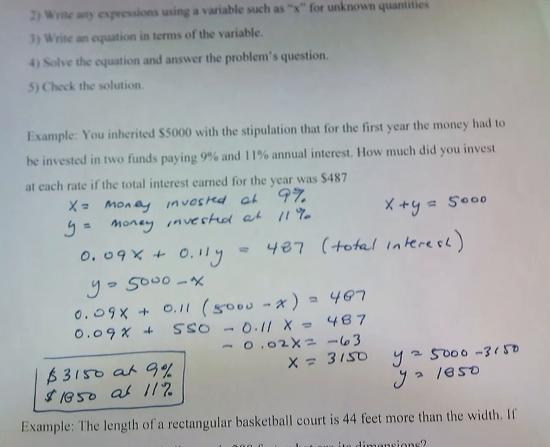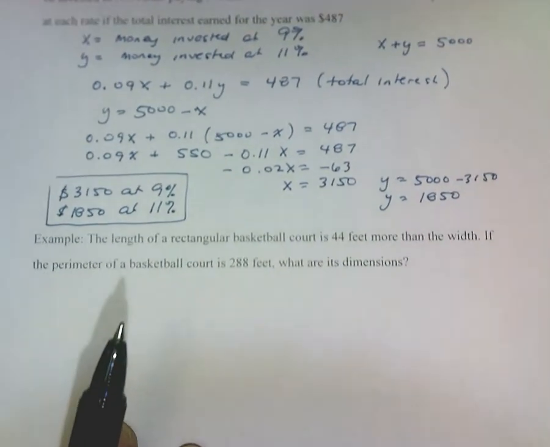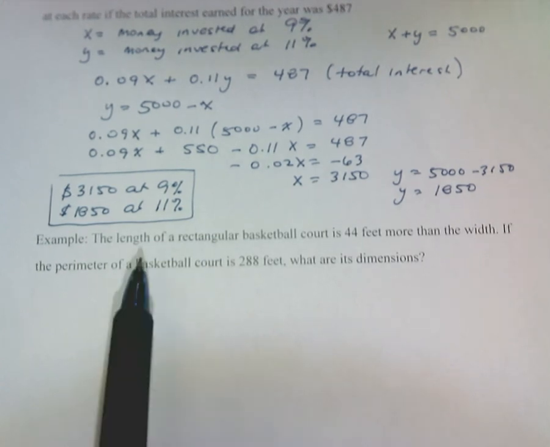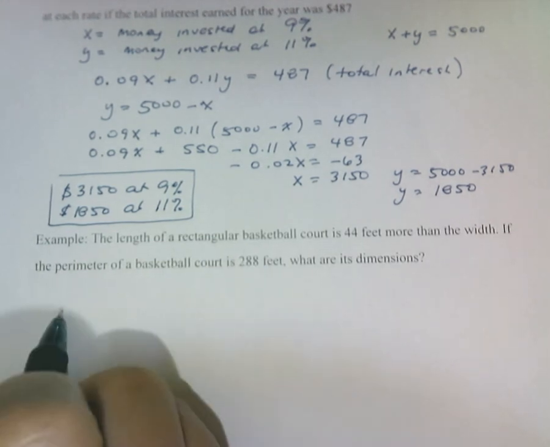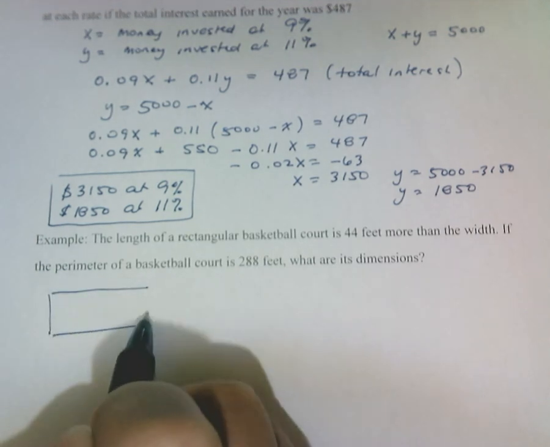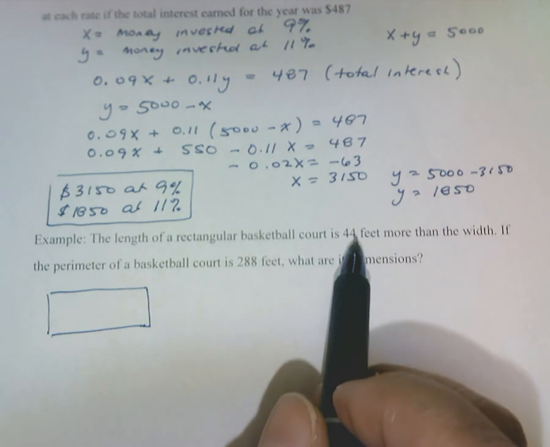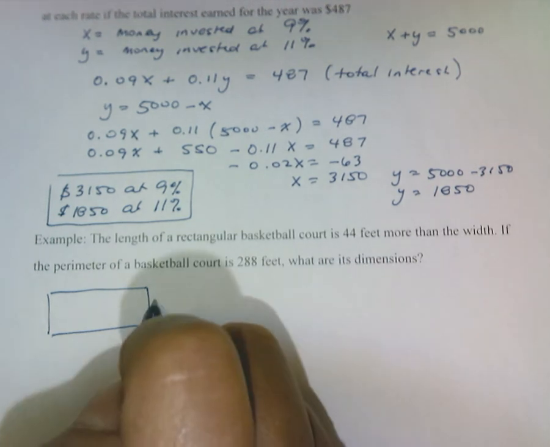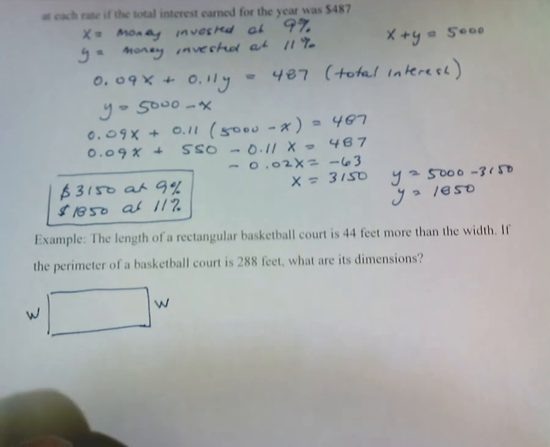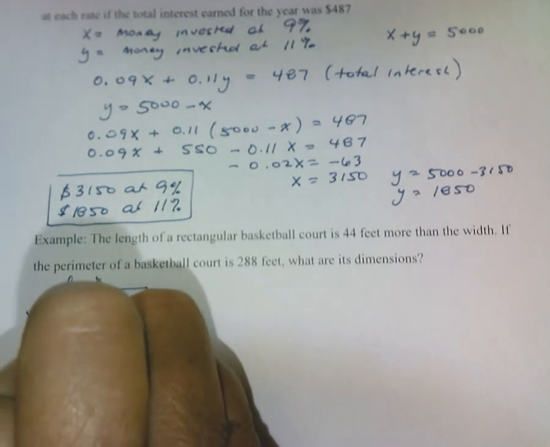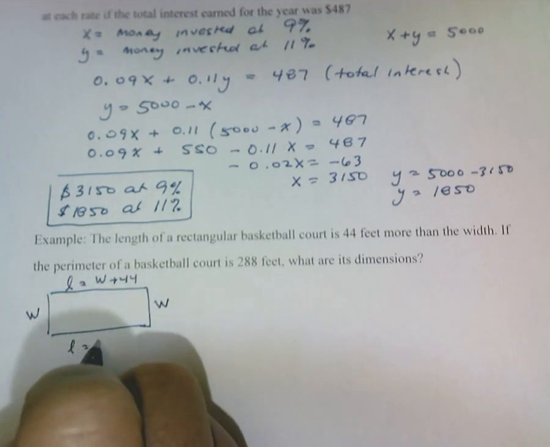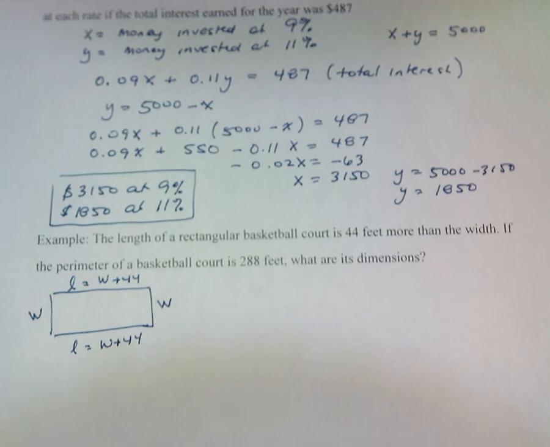The other type of problem I have shown here is one that we'll probably see often. I have a rectangular basketball court. I'm just going to draw a picture. I don't need artistic skills, I'm just going to have a rectangle. The length of the basketball court is 40 feet more than the width. So if this is my width, and this is my width, my length is going to equal the width plus 44. And it's a rectangle, so parallel sides have the same measurements. The perimeter of the basketball court is 288 feet. So what are its dimensions?